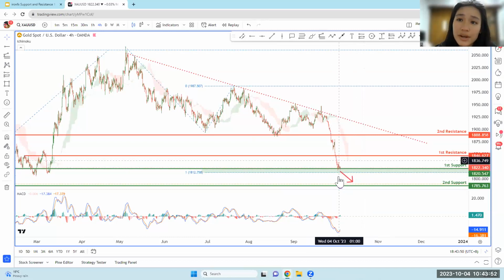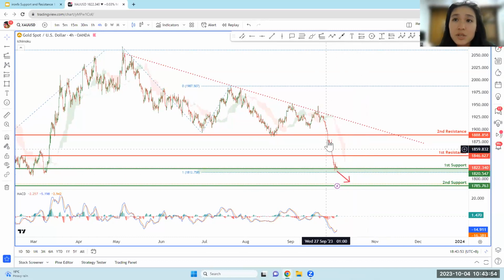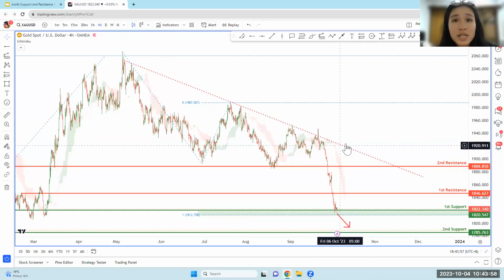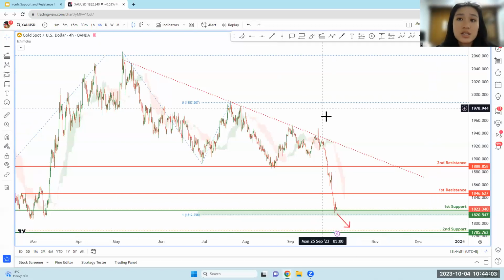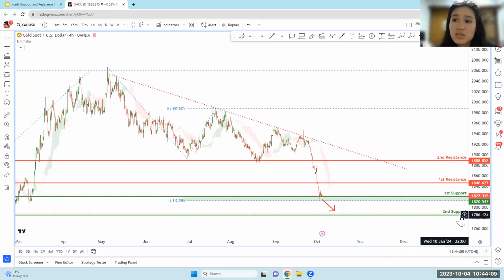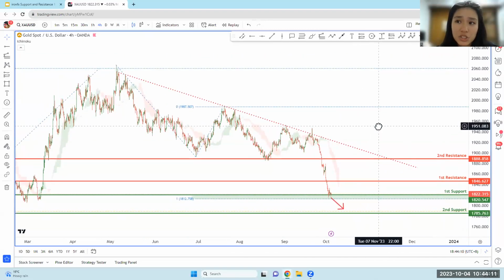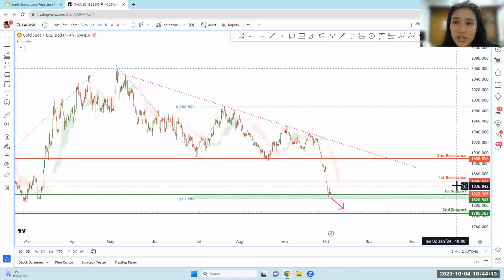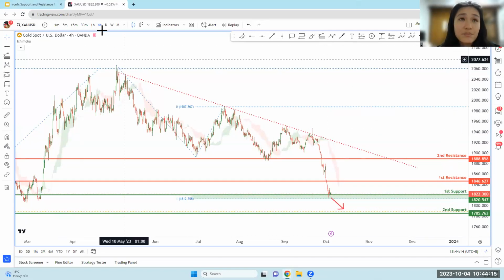So we're still seeing price test this level, but because of the downtrend from this descending trend line, we saw on the daily, the weekly timeframes that price is still pretty bearish on those levels, on those timeframes as well. So we can expect price to continue to drop towards the second support because of all the downward pressure. Okay, but for now, it is still testing our first support.